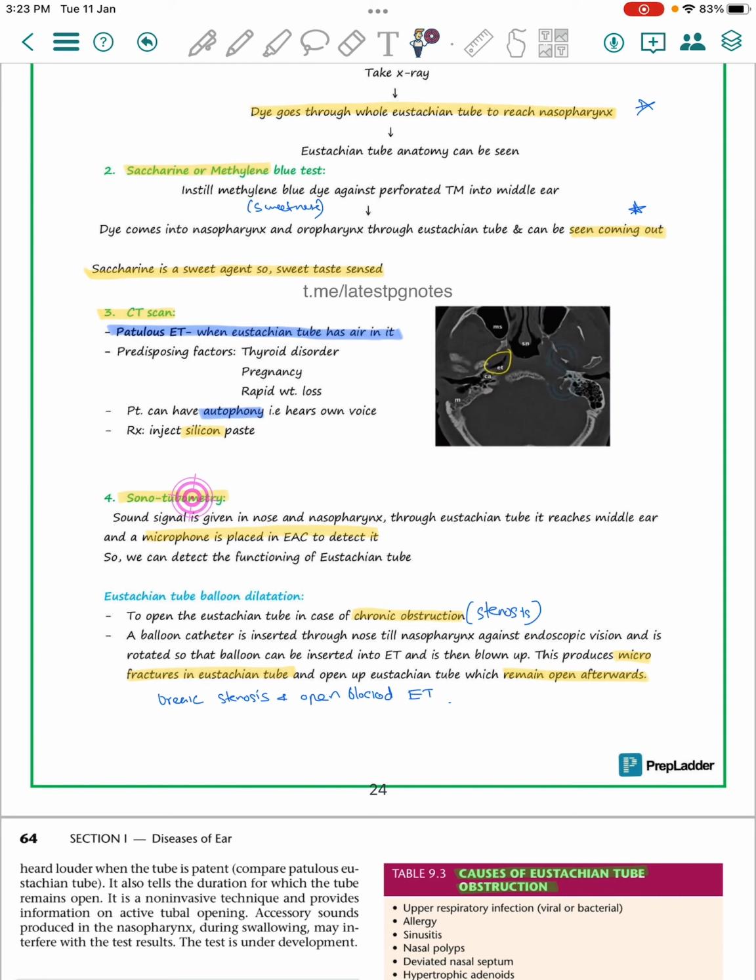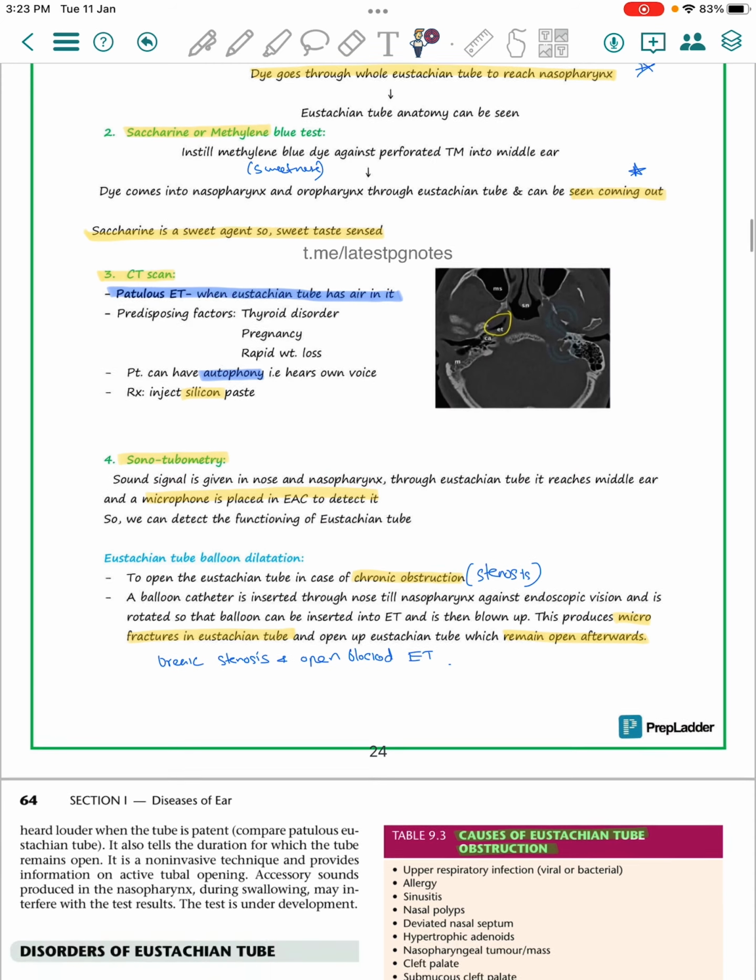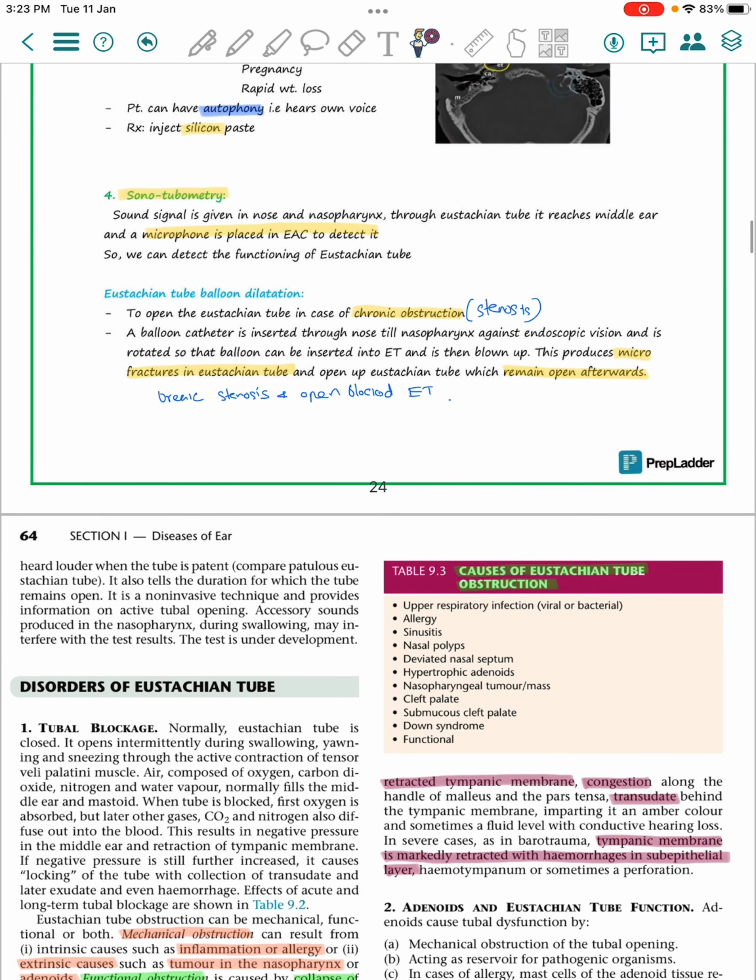Next is the sonotubometry, where a microphone is placed in the external auditory canal, and the sound can be heard from the nasopharynx through the Eustachian tube. Okay guys.